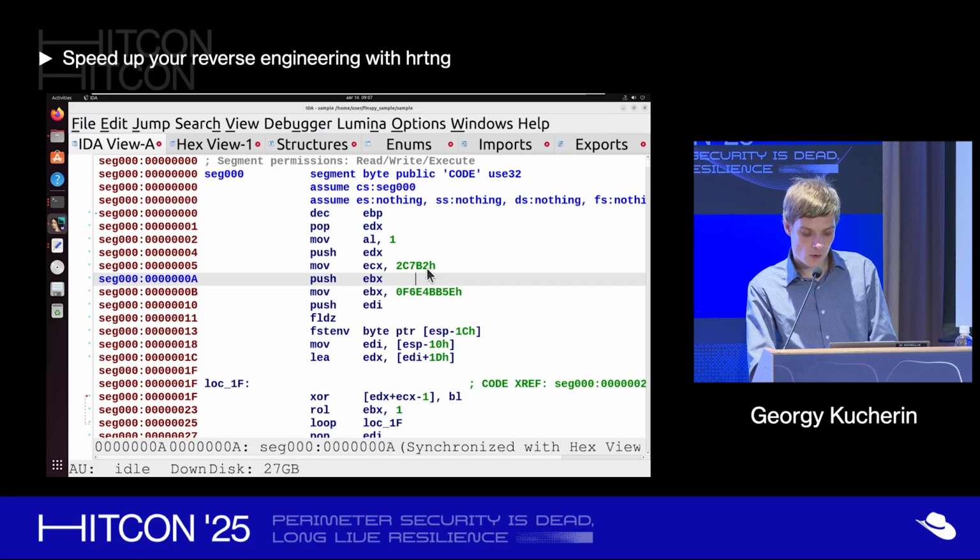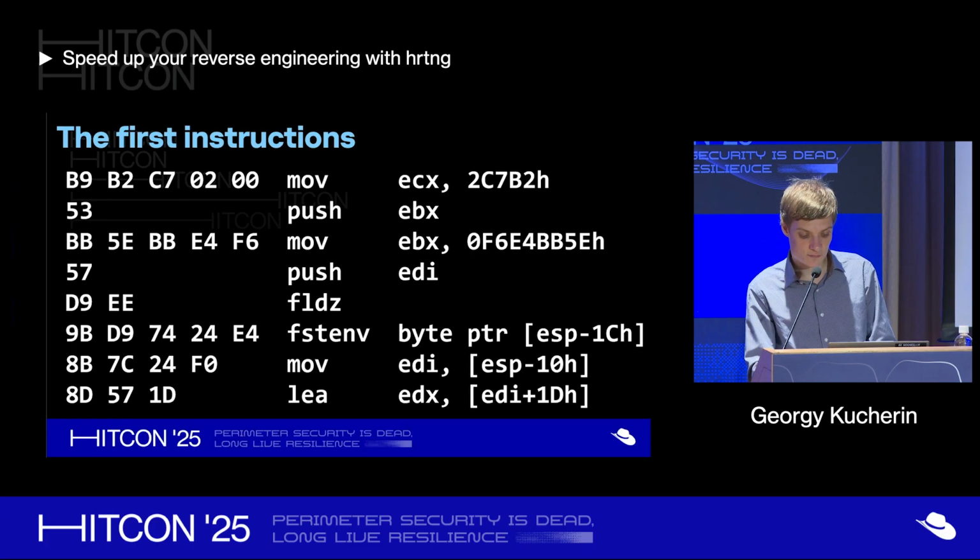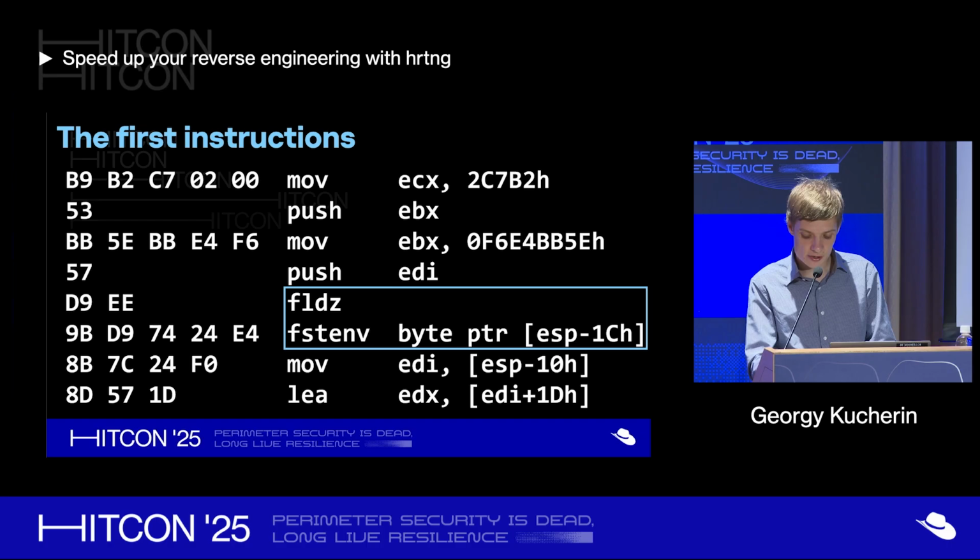Up next, we can see constants being assigned, this one to the ECX register and that one to the EBX register. And after this, we see these two instructions, FLDZ and FSTENV. And it may not be clear from first sight what they do.